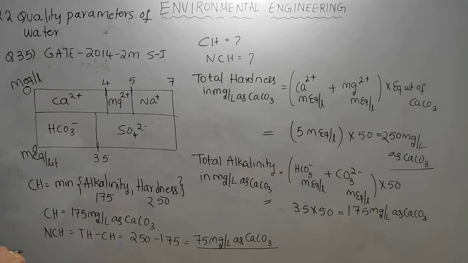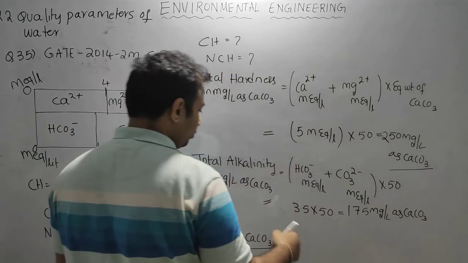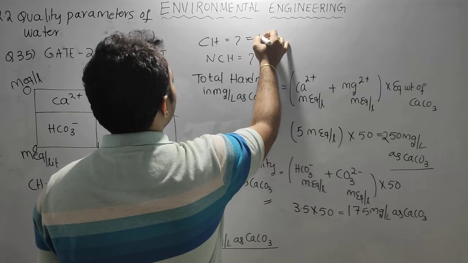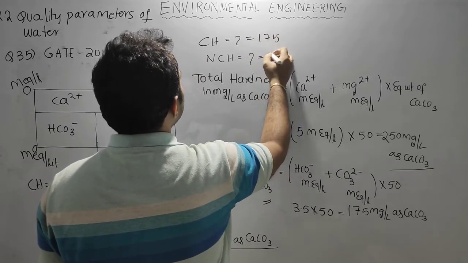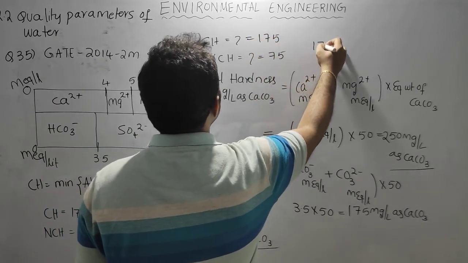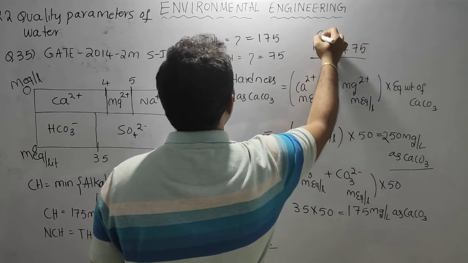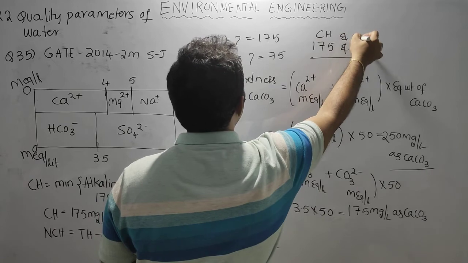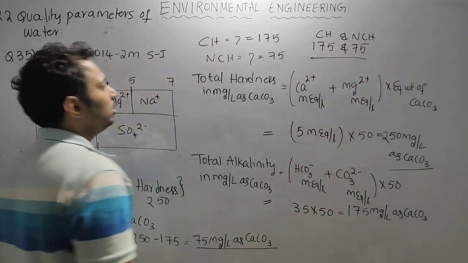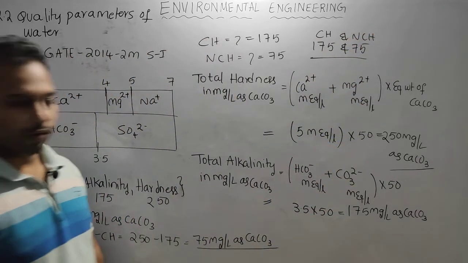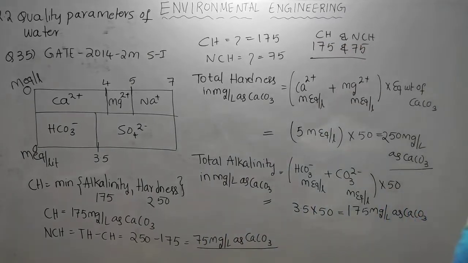So the carbonate is 175 and this is 75. The answer should be 175 and 75, because he has asked carbonate hardness first and then non-carbonate hardness, that is 175 and 75. This is question number 35.